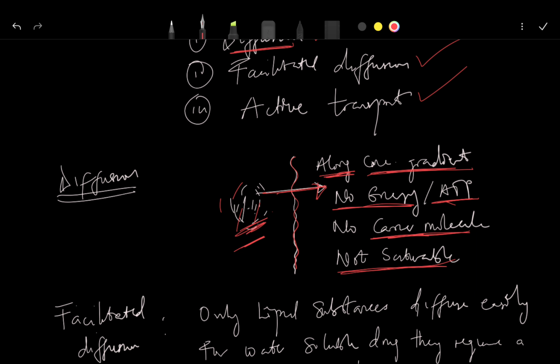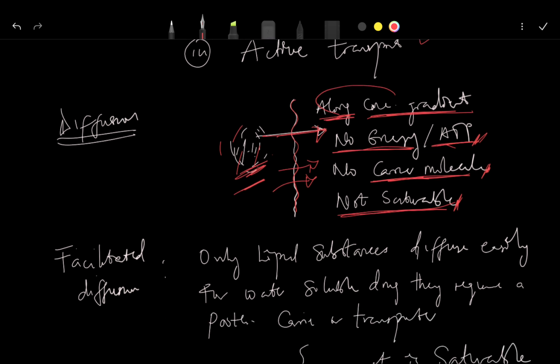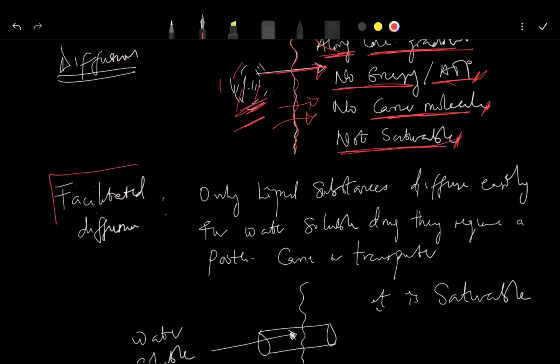Diffusion usually works for lipid soluble molecules, meaning molecules that can easily pass through the cell membrane, because the cell membrane is a lipid bilayer. So those lipid soluble drugs that are small can easily pass through the cell membrane. Along the concentration gradient, no ATP is required, no carrier molecule is required, and it is non-saturable, meaning that it does not get saturated. It occurs until equilibrium is reached. Now, what of facilitated diffusion?